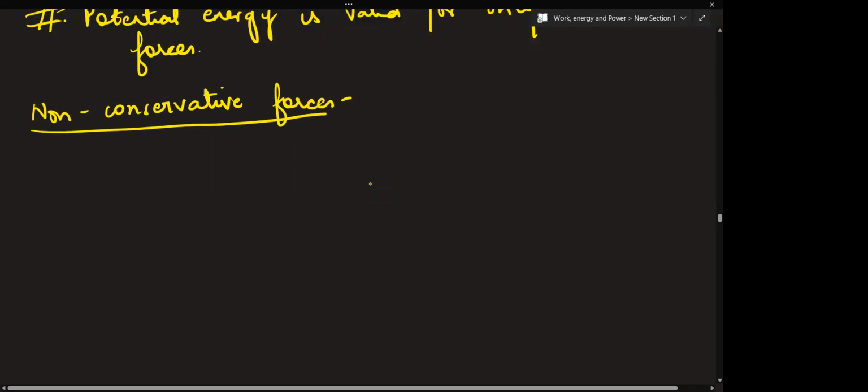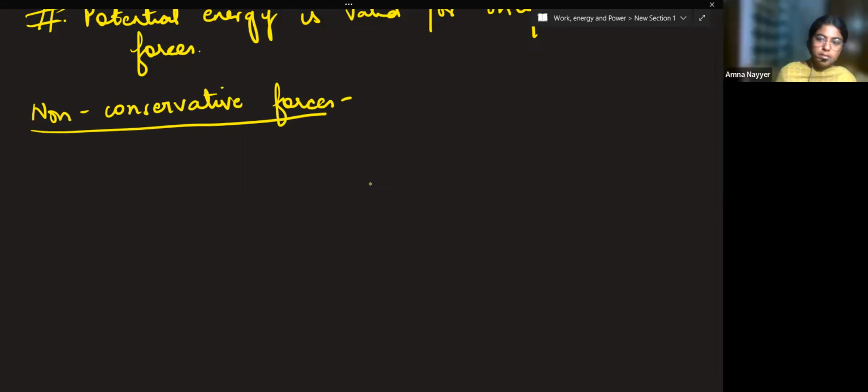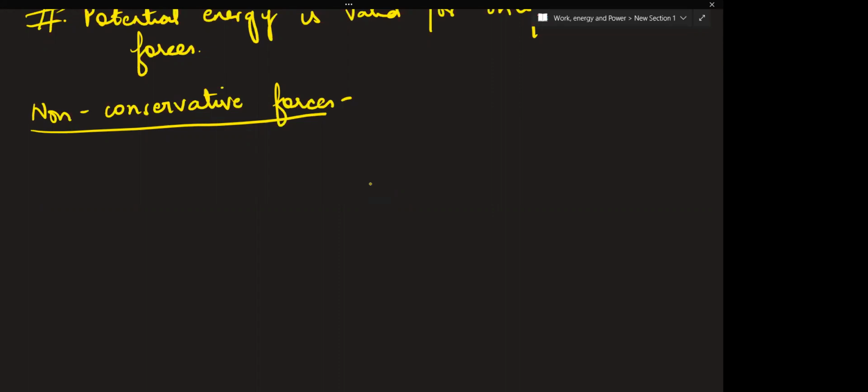Ma'am, sorry to interrupt, but weight will be conservative force? Yes, weight will be conservative force. Because when you apply weight, that is also depending upon the initial and final. Whatever is there at a certain height, that will be below. And even if you change the plane, if you incline it, make it at an angle anywhere, weight will always remain same. If it is mg, at any point on earth it will be mg. So weight is also a conservative force. That's why we apply potential energy over here. All right. Yes, ma'am. Okay.